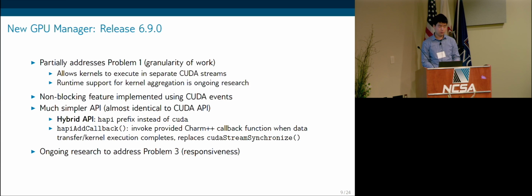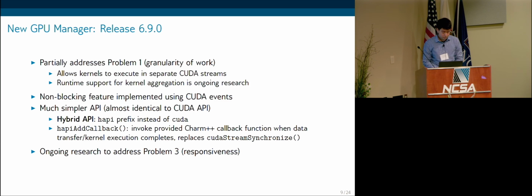This non-blocking feature and API is implemented using the CUDA events feature. It also has a much simpler API, which is almost identical to the CUDA API. We call this the hybrid API, which is what we've traditionally called it. Instead of the CUDA prefix for the API calls, we now have the happy prefix.